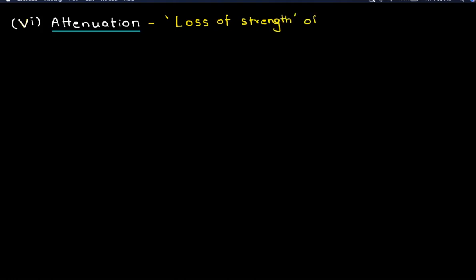Write down, the next technical term is attenuation. Have you heard of this term, attenuation? Sir, in computer science? You've heard of it, good. Attenuation is basically loss of the strength of the signal while propagating through the medium.